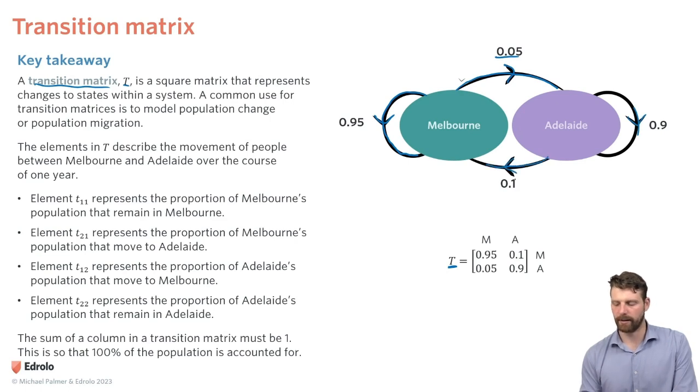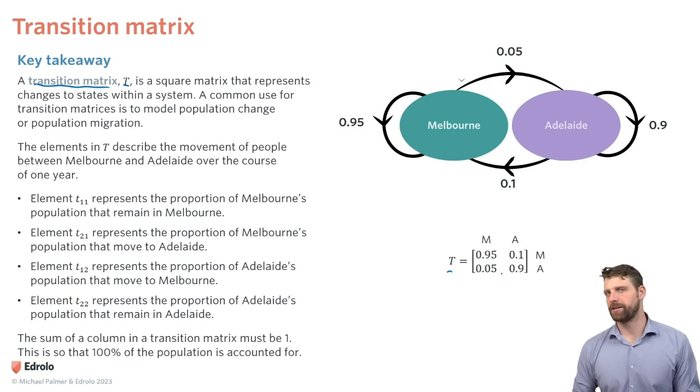Okay, we've also got 2 arrows coming out of Adelaide. And what do they represent? Well, this one here pointing back to Adelaide is the 90% of people from Adelaide that will stay there. And this one here, the 0.1, is the 10% of people from Adelaide that will move to Melbourne. Okay, so that's the diagram. Let's just clean it up a bit. Okay, what I want you to notice is that this information can be encoded into a matrix. So that's the matrix here, T.